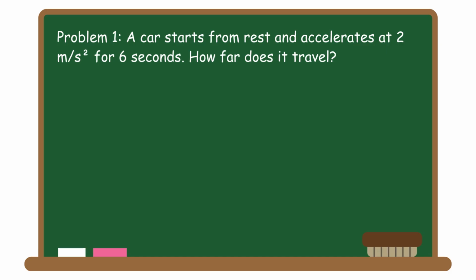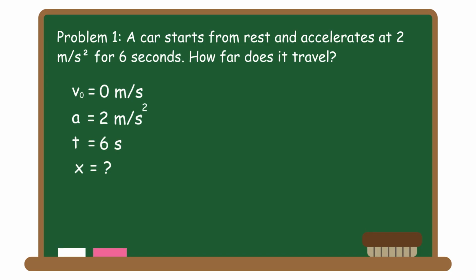Problem 1. A car starts from rest and accelerates at 2 meters per second squared for 6 seconds. How far does it travel? We're given initial velocity 0. Acceleration is 2 meters per second squared. Time is 6 seconds. We're looking for displacement.